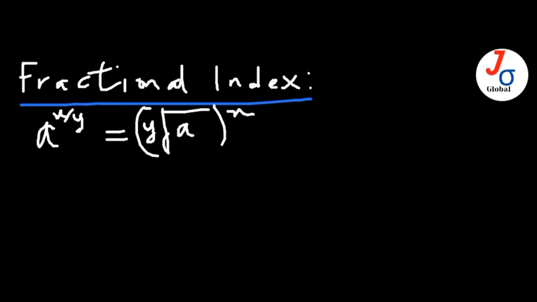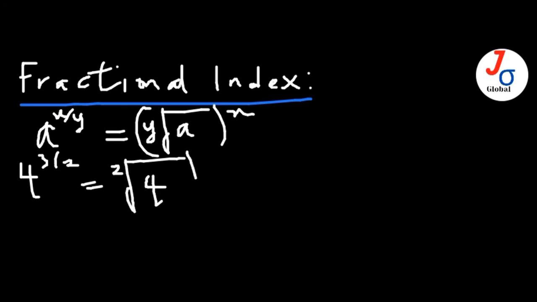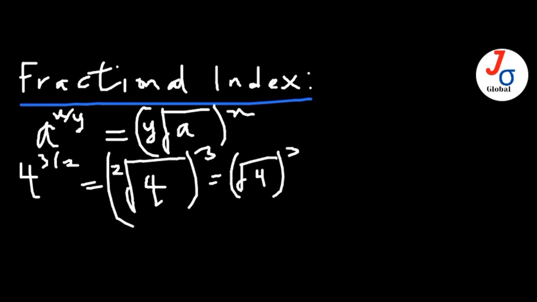So let's take an example. Let's say 4 raised to the power of 3 over 2. Now from the law, you know that the y, the denominator of the fraction, became the root. So that will be the square root, that's 2, of 4. Then the numerator is now all raised to the power of 3. That's the square root of 4 all raised to the power of 3. And that's 2 raised to the power of 3. And that's 8.